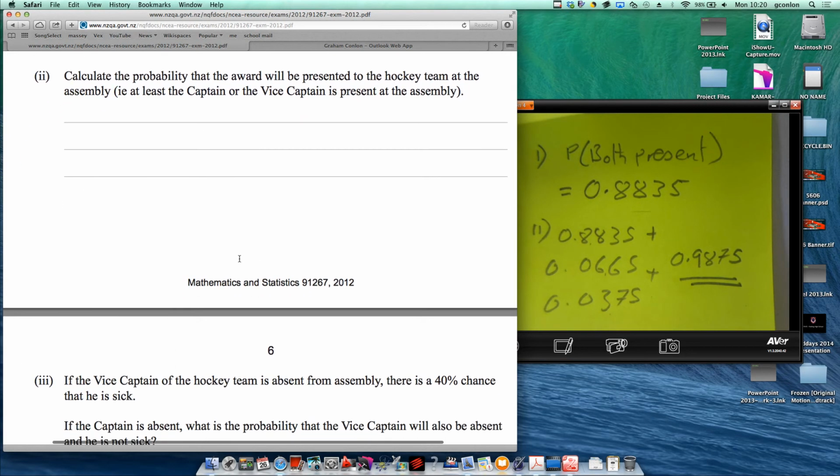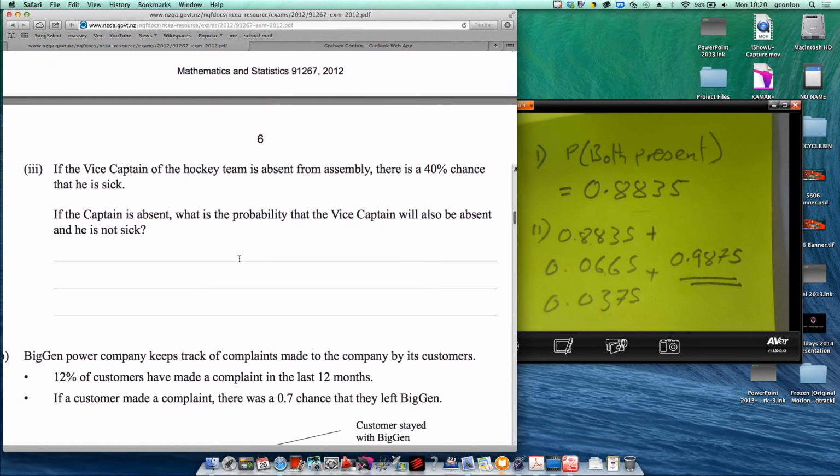Now we get to this bit. If the vice captain of the hockey team is absent, there is a 40% chance that he is sick. If the captain is absent, what's the probability that the vice captain is also absent and is not sick? Wow, that's a complicated one, isn't it? And we'll come back to that in the next video.